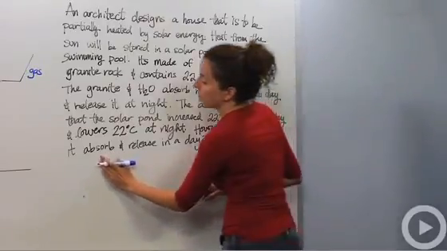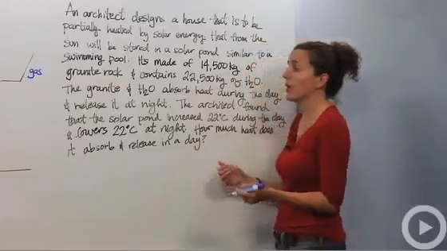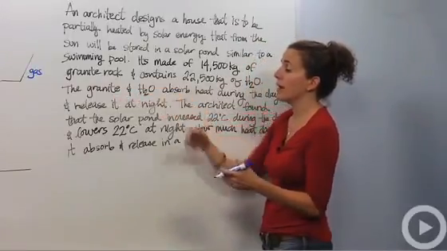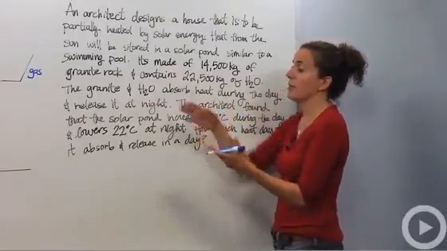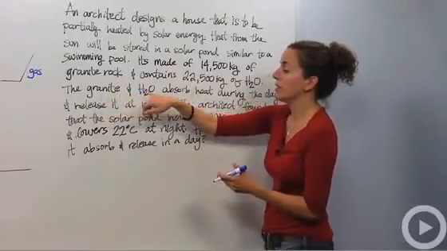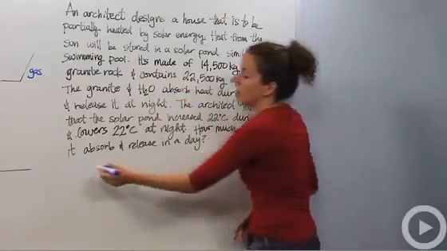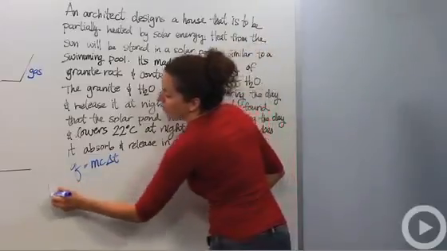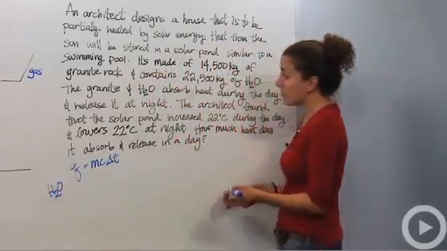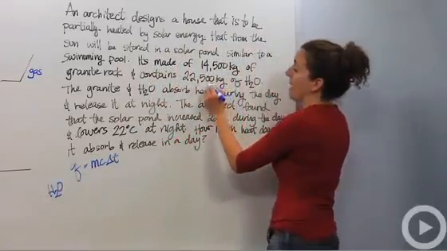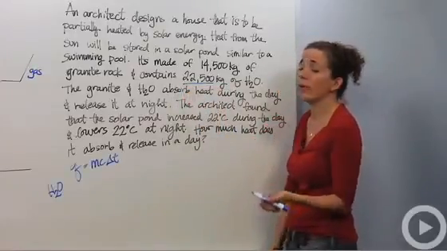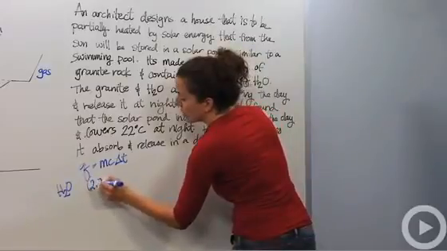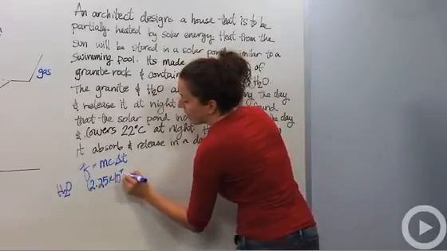Let's start with water. Since we have two substances, granite and water, the total amount of energy is going to be the Q of granite plus the Q of H2O. We know Q equals mC delta T. Okay, so let's first deal with water. The mass is 22,500 kilograms, and we want it in grams, so we're going to make it 2.25 times 10 to the 7th grams.